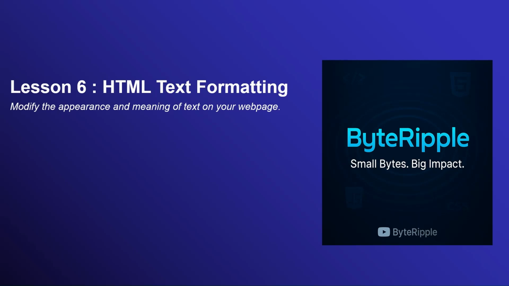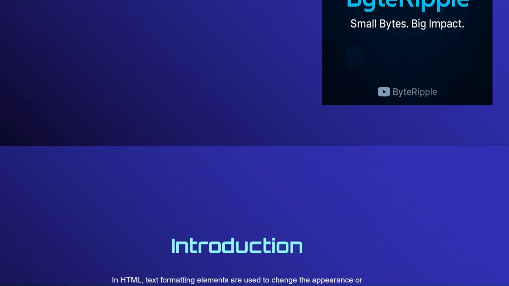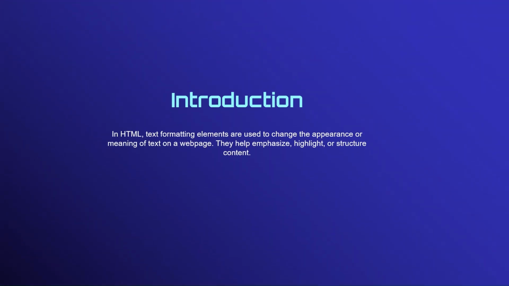In today's lesson, we are going to be looking at HTML text formatting, how to modify the appearance of your texts on the web page. In HTML, text formatting elements are used to change the appearance or meaning of text on a web page. They help emphasize, highlight, or structure your content.